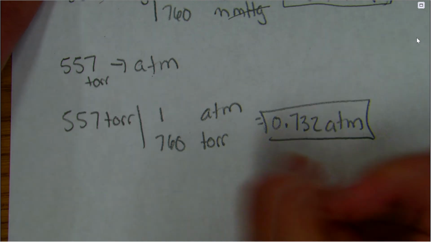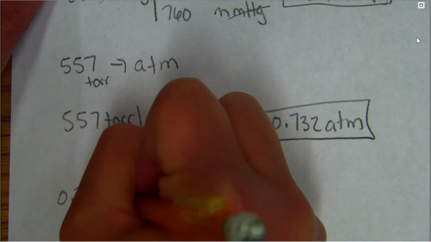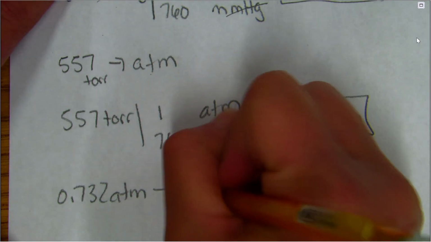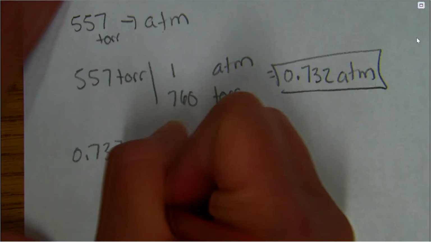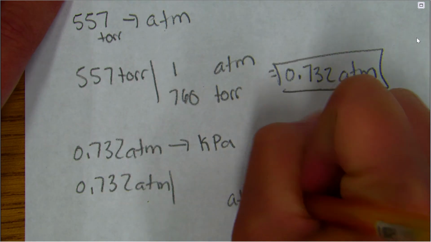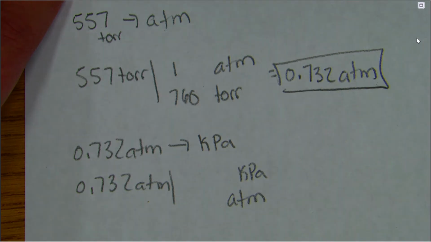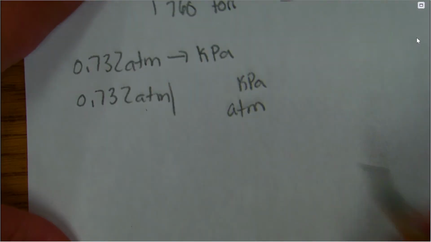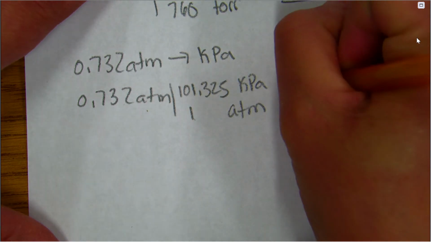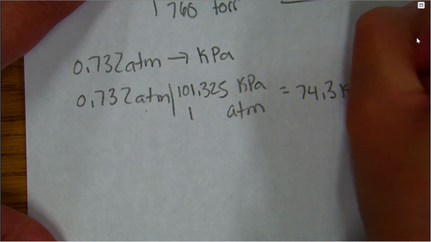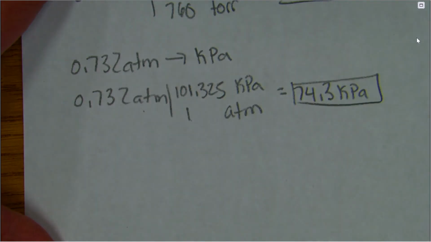Okay, so if I have 0.732 atmospheres, my final one in problem number 1 asked me to go to kilopascals. So if atmospheres is on top, it goes on bottom. I can go directly to kilopascals, where 1 atmosphere is 101.325 kilopascals. And so this is going to be 74.3 kilopascals when we plug it into our calculator.